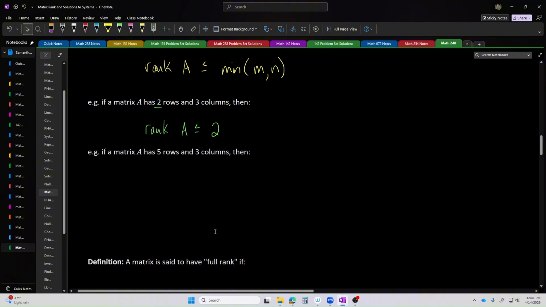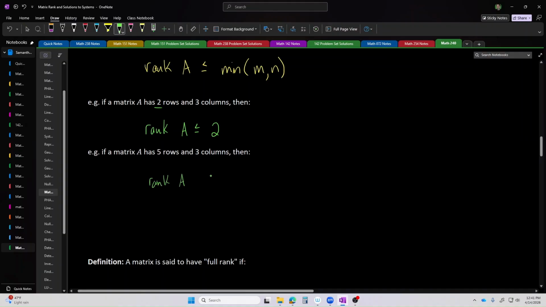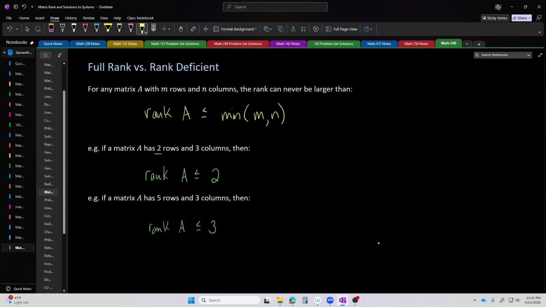Likewise, if your matrix A has 5 rows and 3 columns, then your rank has to be less than or equal to 3 in this case. The rank must be less than or equal to the smaller of these two values. And that's just because rank is coming from having a certain number of pivots in your reduced matrix A tilde. And if you're looking at your reduced matrix A tilde, there are only a certain number of places where a pivot can actually go in A tilde.